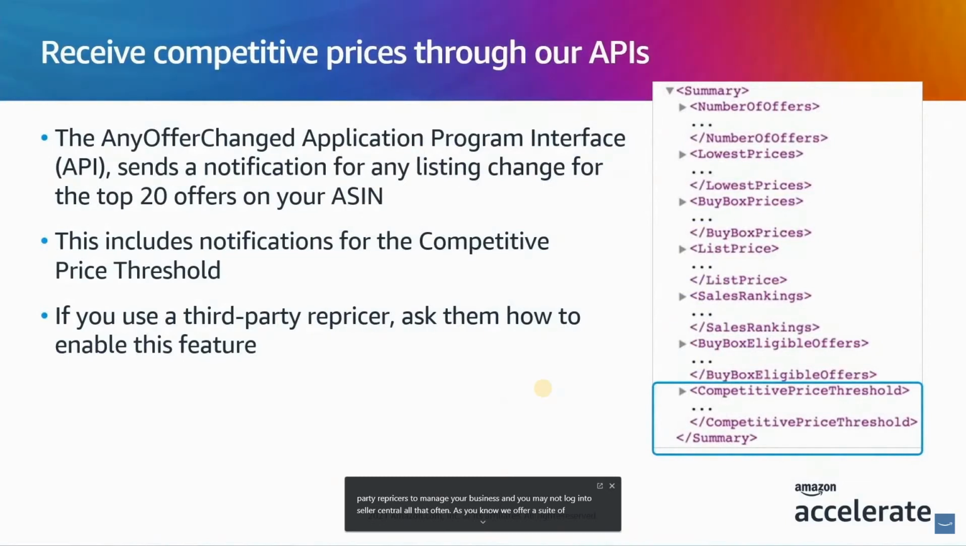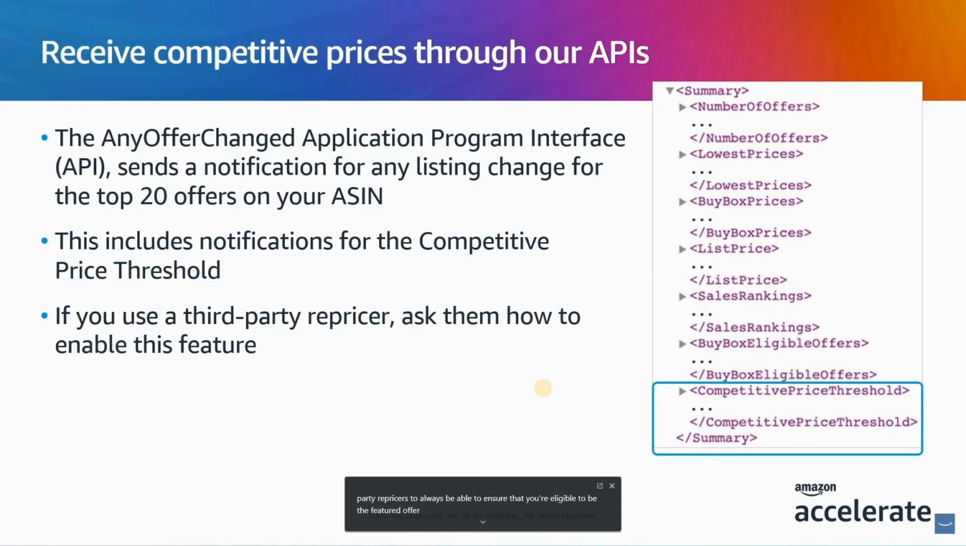Now, we recognize that some of you may be using third-party repricers to manage your business, and you may not log into Seller Central all that often. As you know, we offer a suite of pricing APIs that you can use to set prices, either through your own repricer or a third-party integrator. Through our APIs, we provide notifications anytime there's a change in the top 20 offers on an ASIN, and also anytime there's an update to the competitive price, enabling third-party repricers to always be able to ensure that you're eligible to be the featured offer.